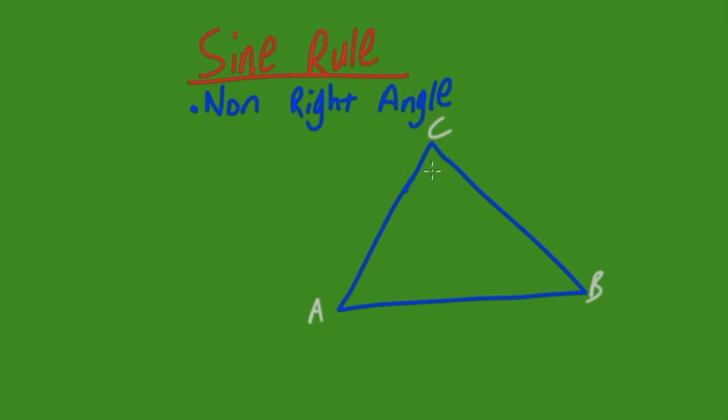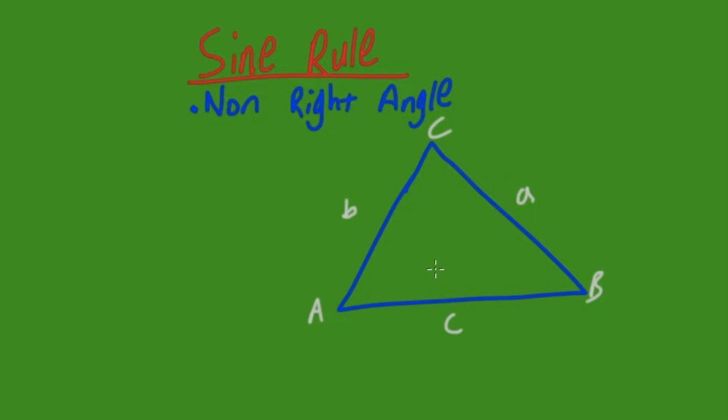And then you're also going to want to label a lowercase a, b, and c directly opposite of the corners, so on the side lengths. So this is going to be lowercase a because it's directly opposite to this corner. And we're going to do the same for b and c. So b will be here and c will be here. So now we have a, b, and c as our capitals for the corners, and a, b, and c as our side lengths in lowercase.